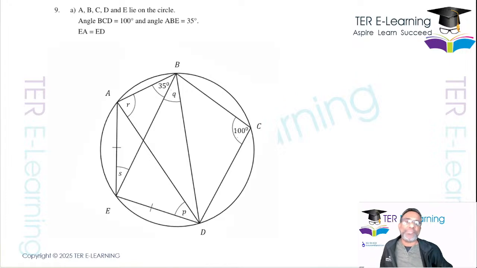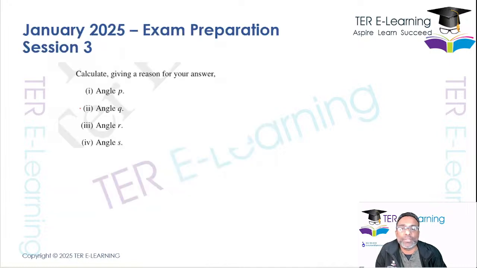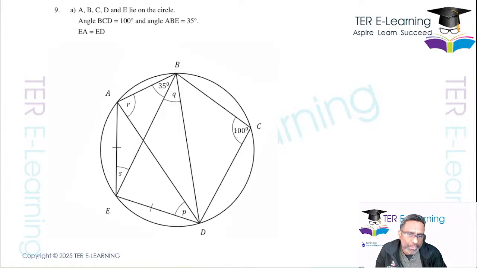So we have ABCDE lies on a circle, right? Angle BCD is 100 and ABE is 35, right? And we have two lengths which are equal, right? Let's see what we want to work out. The first thing we want to calculate is angle P. Angle P. How are we working out angle P here?